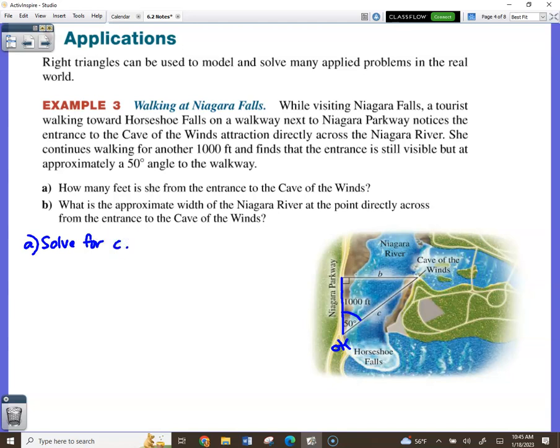Which trig function would I use? If she's standing here, focus your attention on the 50. That 1,000 is actually this side over here. I would be using cosine, right? So cosine of 50 equals adjacent over hypotenuse.